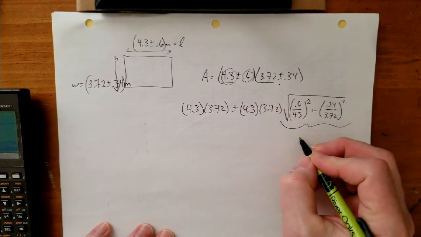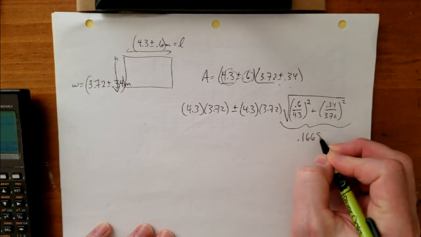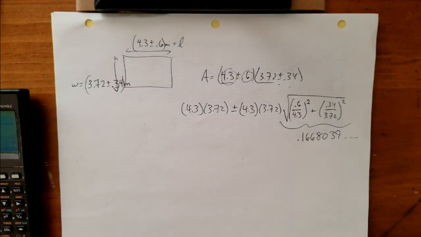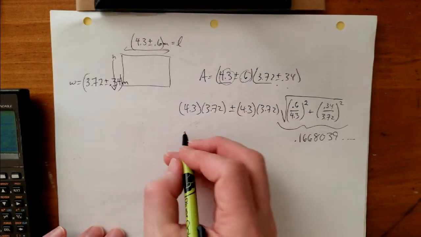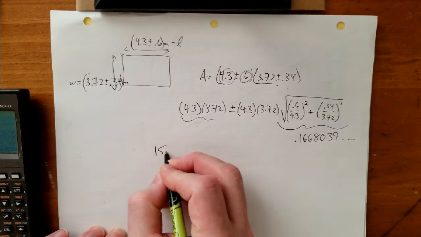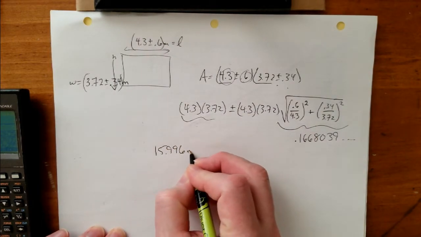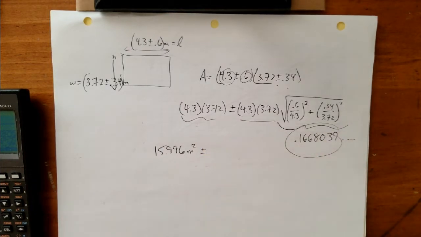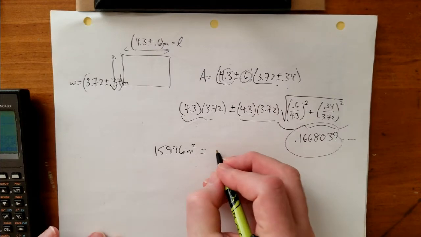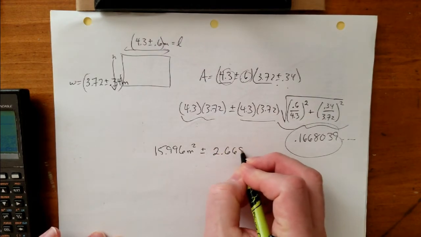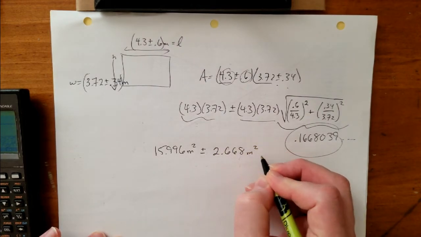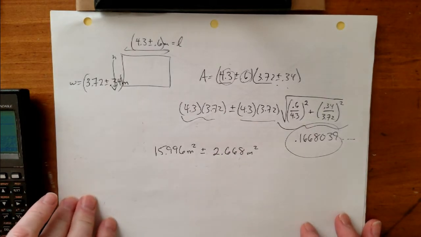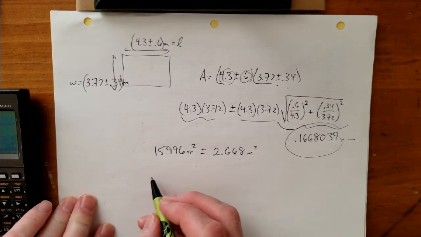And so this part right here is 0.1668039, and so on. I'll hold that off on the side for just a moment. And so this is 15.996 meters squared, plus or minus the relative uncertainty times that value, 2.668 meters squared. Obviously, I ignored significant figures here because that's what I felt like doing right now.